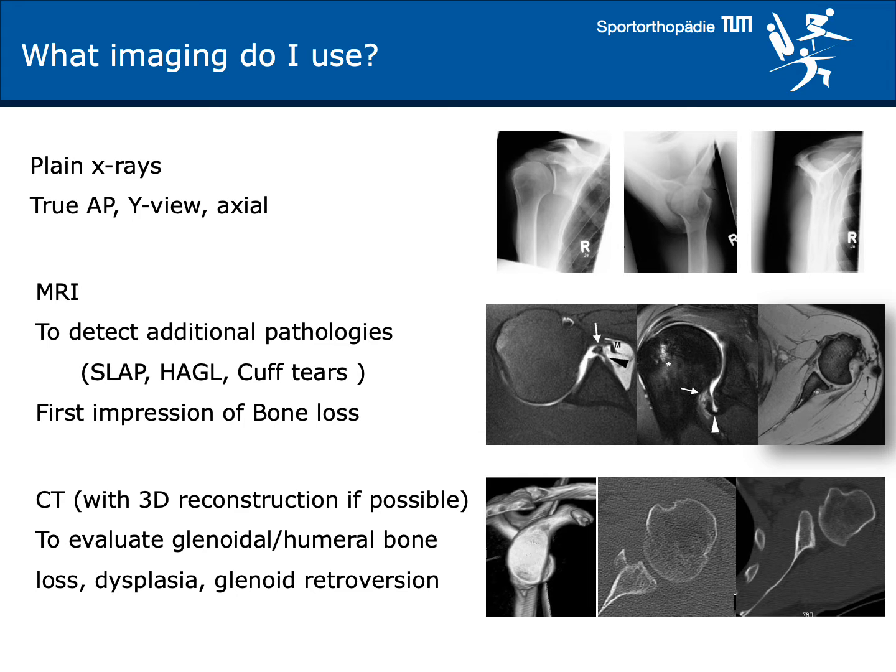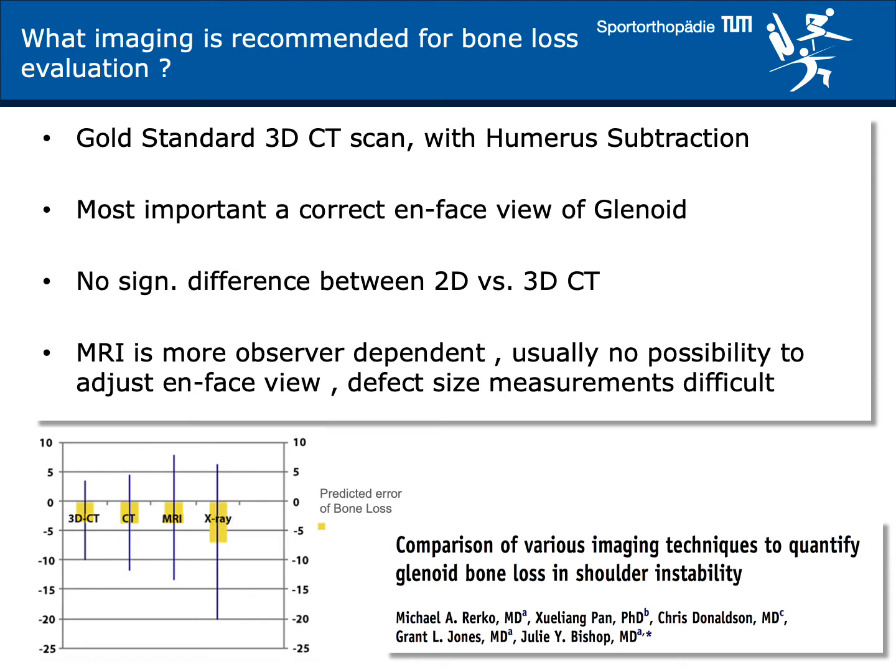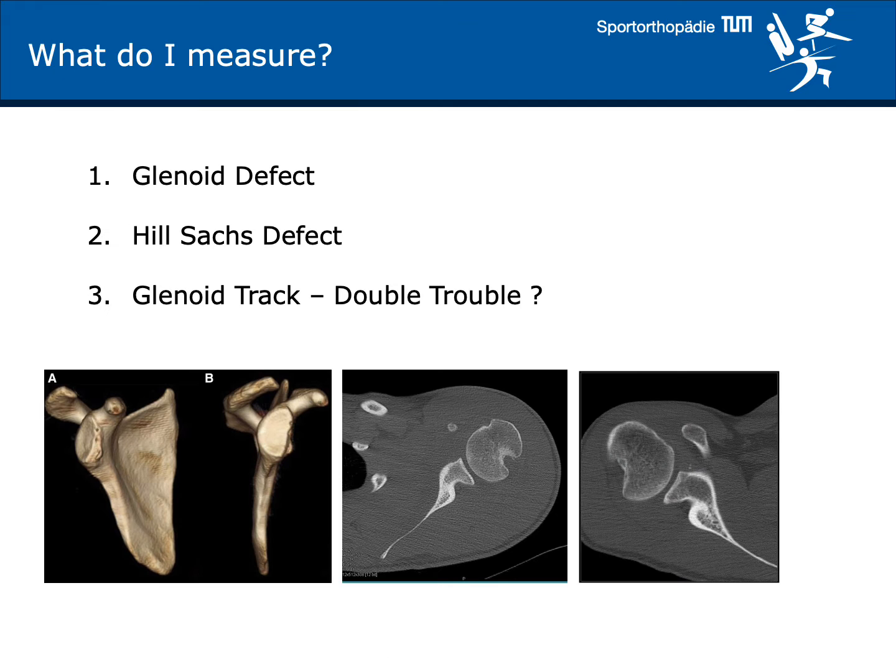What image do I use? X-rays, MRIs, especially to detect additional pathologies, but also a CT scan, 3D reconstruction if possible, to evaluate the bone loss, the dysplasia, the glenoid retroversion. So the gold standard is a 3D CT scan with humeral subtraction. Most important is a correct en face view of the glenoid. MRI is more observer dependent and usually it's not possible to adjust an en face view.